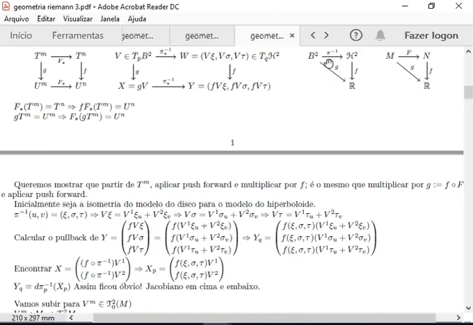Third diagram. P inverted is from the ball to the hyperboloid. F is from the hyperboloid to R. G is from the ball to R. F circ P inverted is equal to G. Fourth diagram. Big F is from M to N. F is from N to R. G is from M to R, where M is equal to B2 and N is equal to H2, the hyperboloid.